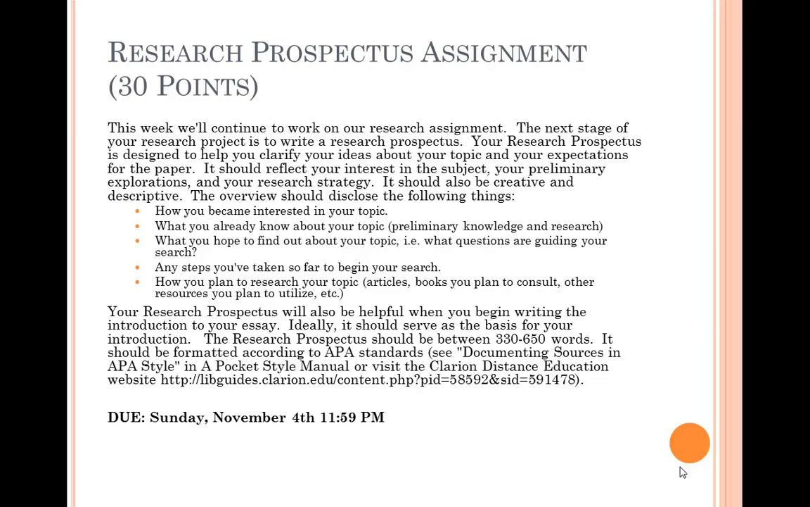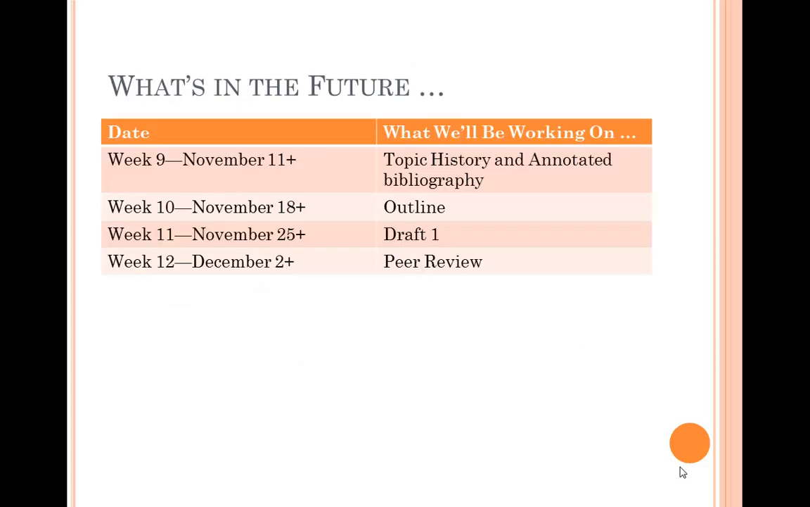Your research prospectus will also be helpful when you begin writing the introduction to your essay. Ideally, it should serve as a basis for your introduction. The research prospectus should be between 330 and 650 words. It should be formatted according to APA standards. See documenting sources in APA style in a pocket style manual, or you can visit the Clarion Distance Education website for more information about APA style.